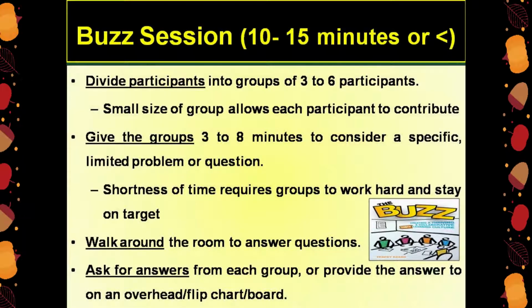Next one is the buzz session, which usually takes 10 to 15 minutes or less. To conduct a buzz session, divide your participants into groups of 3 to 6 people, because a small group size allows each participant to contribute well. Give the groups 3 to 8 minutes to consider a specific, limited problem or question, because shortness of time requires groups to work hard and stay on target.